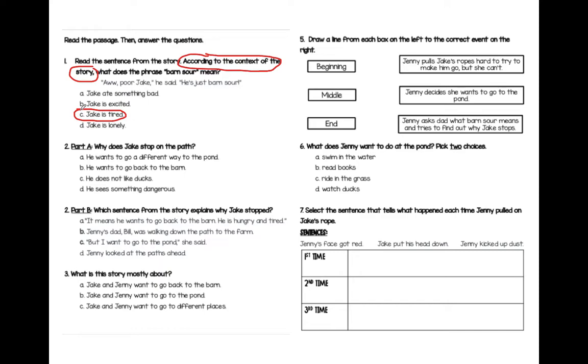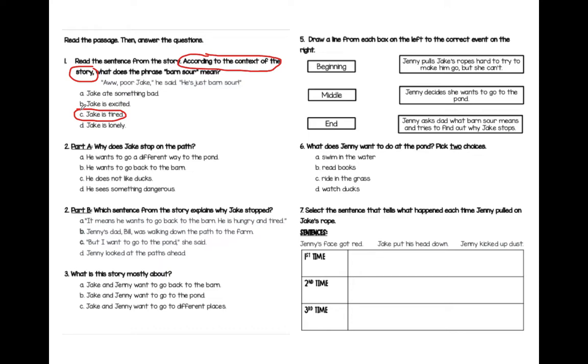Okay, let's look at number two. Number two has a part A and part B. And remember, part A and part B go together like peanut butter and jelly, ham and cheese. They are going to be partners and best buddies until the end. So these two answer questions are going to match. Part A is going to match part B, and part B is going to match part A. So let's look at the question.